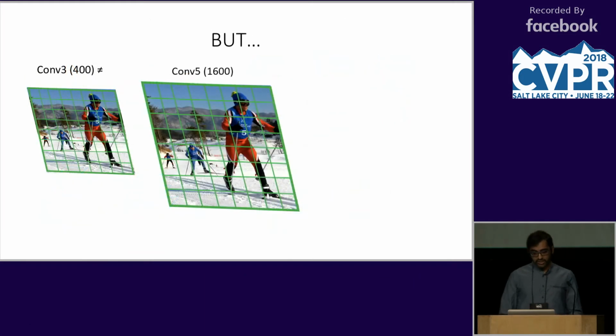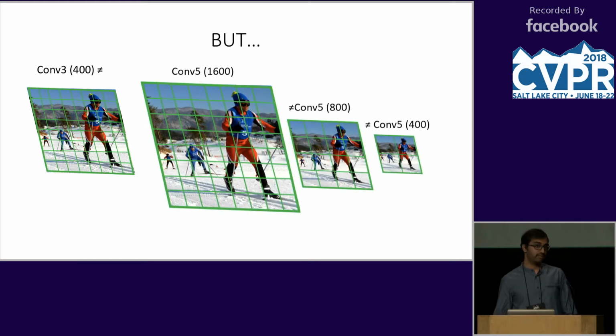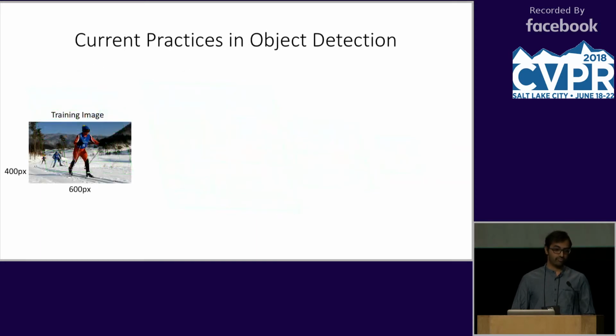But the features of shallower layers like conv3 and conv4, although their resolution is much higher, do not contain the rich semantic representation which is present in deeper layers like conv5. And moreover, if we compute the same conv5 feature map at multiple image scales, the semantic representation which they will have would be different. So although we can make architectural changes, we feel that image pyramids have something more to offer.